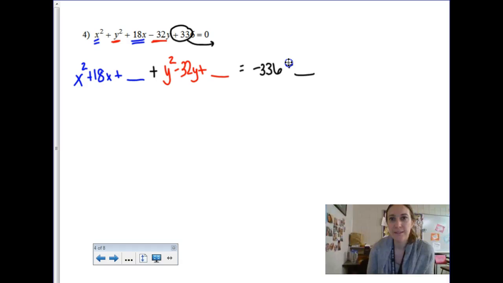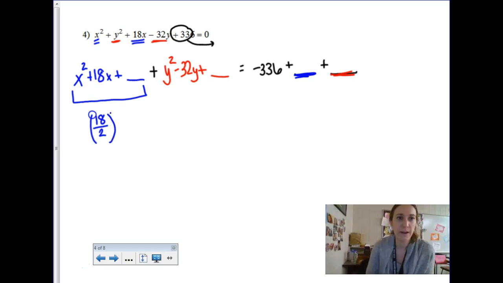And then those 2 blanks that we just added to the left side of the equation, we're going to have to add to the right side as well. So the blue and the red blank, both of them. Alright, let's figure out what goes inside this blue blank to complete the square here. So the b term cut in half is 9, and then if you square it, you get 81.